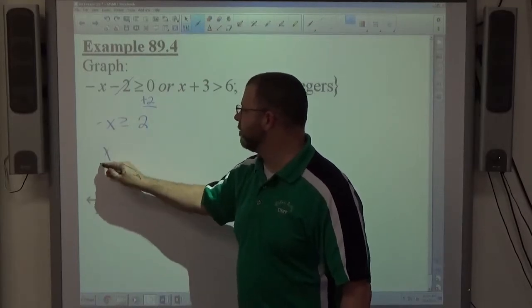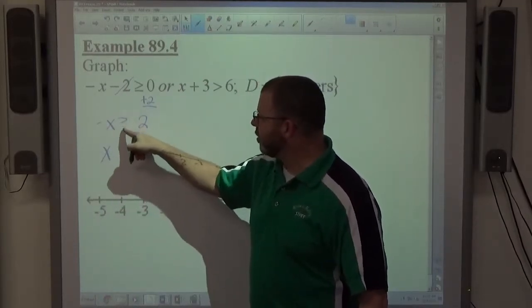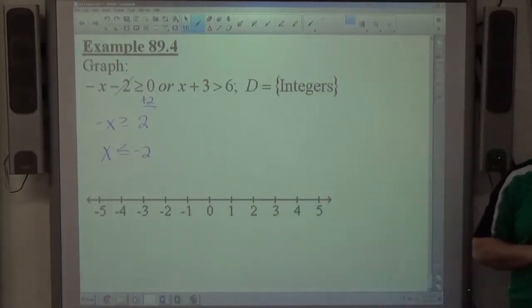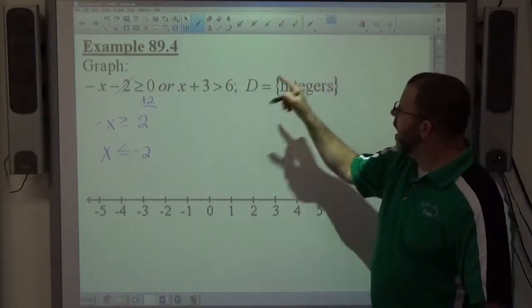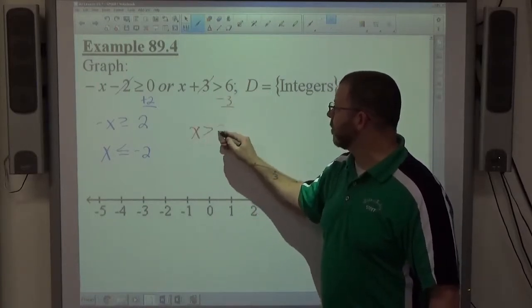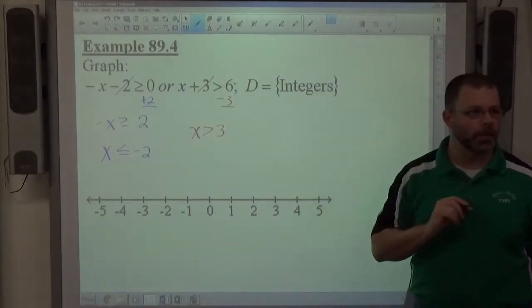I want that to be positive x, so I have to change both signs. Changing signs requires the inequality to switch direction. Equals 2 stays equals 2. X plus 3 greater than 6, move the 3 to the other side. X is greater than 3. Alright, so now we're ready to go.